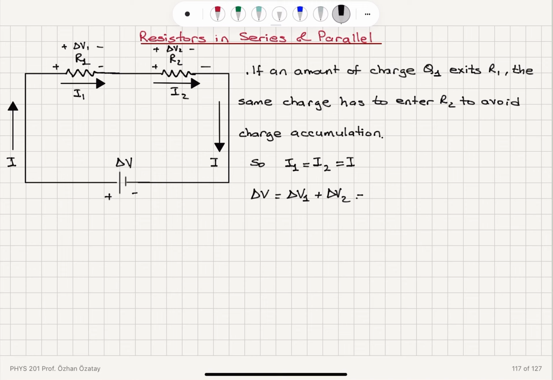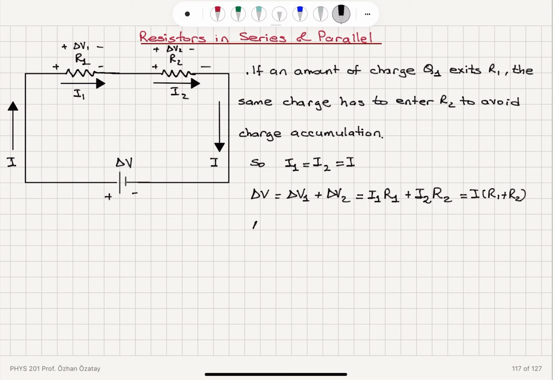must be equal to, now what is delta V1? Delta V1 is the current that flows through R1 multiplied by its resistance. That's Ohm's law. And delta V2 is the current that flows through R2 multiplied by its resistance R2. And I1 and I2 are the same. They're equal to the common current that flows through the circuit. So this is I times (R1 plus R2).